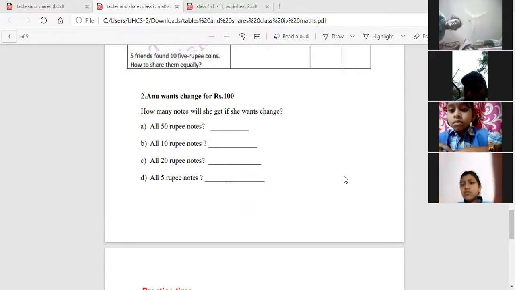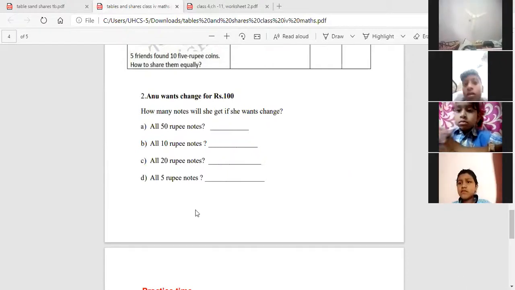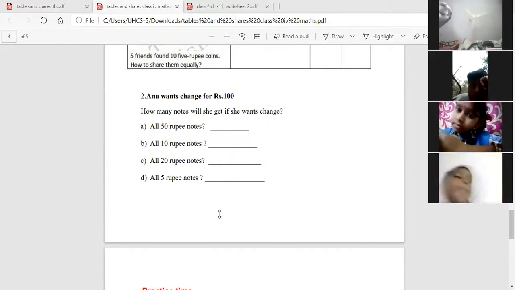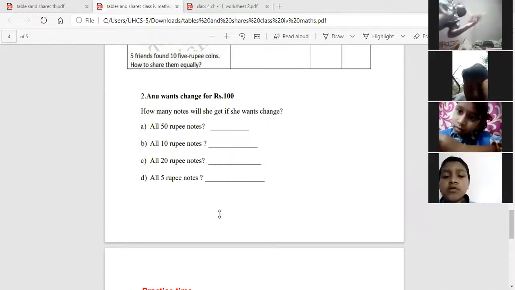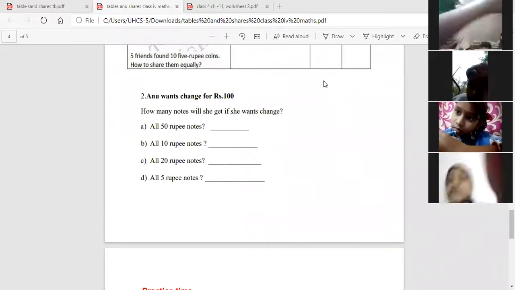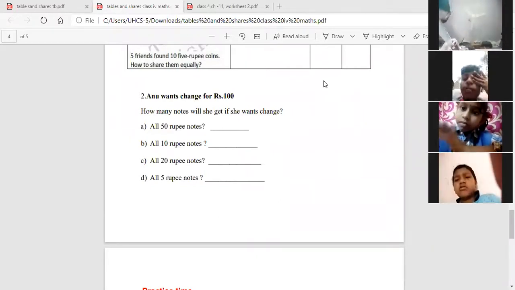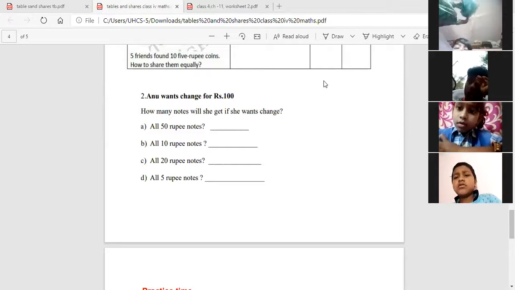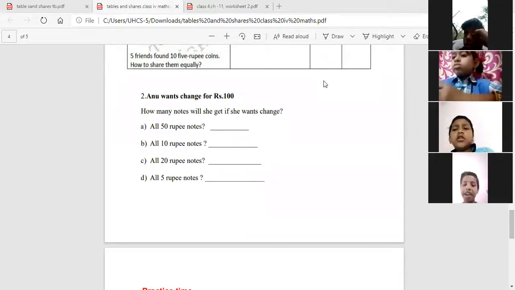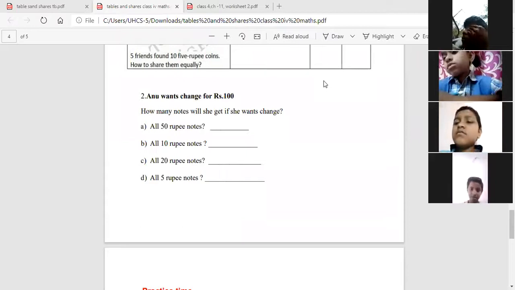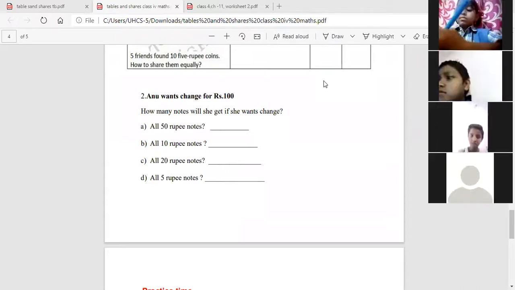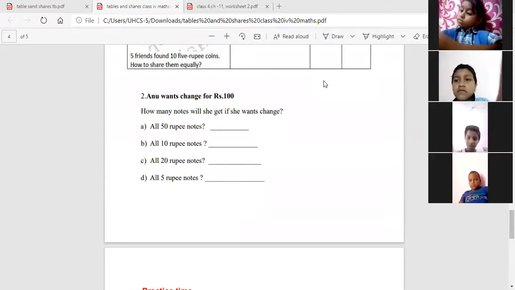The next answer, 5 rupee notes: 100 divided by 5 is 20. The same thing: we have 20 into 5, 5 into 20. 20 rupee notes, 5 needed. 5 rupee notes, 20 needed.